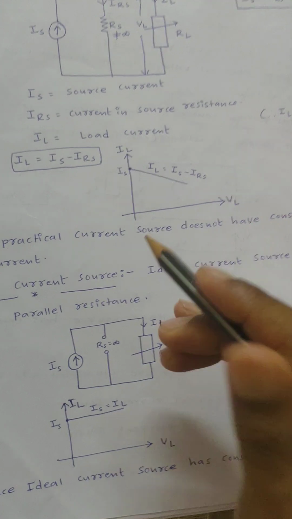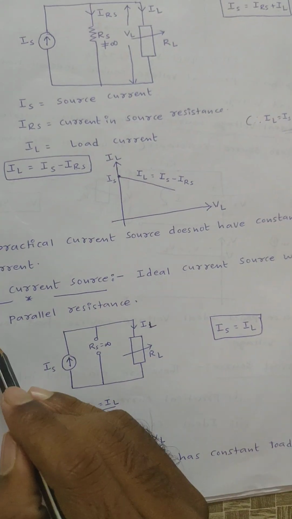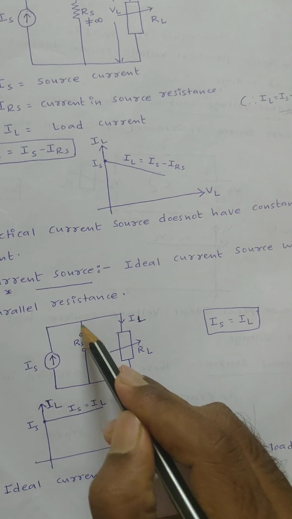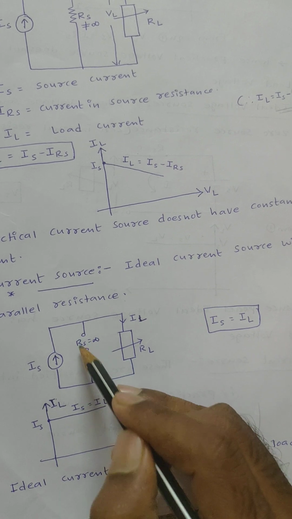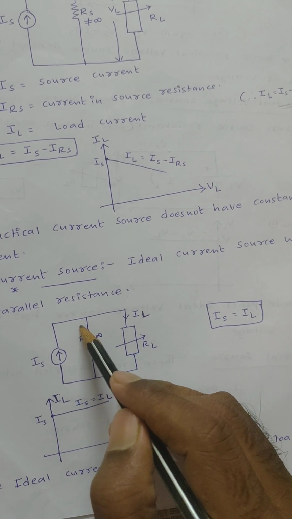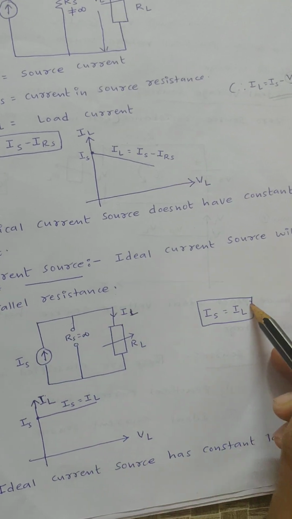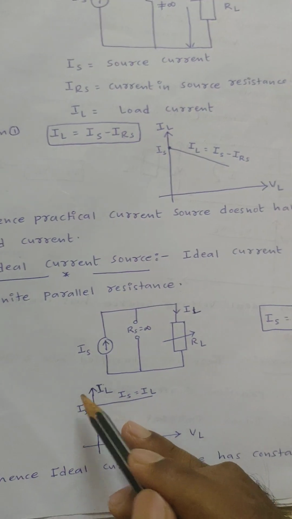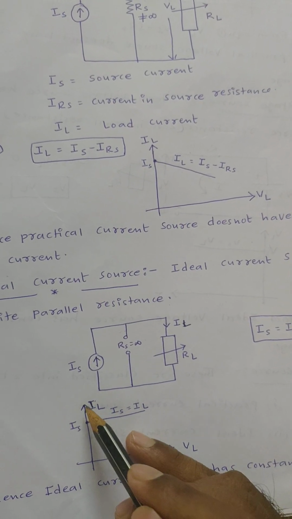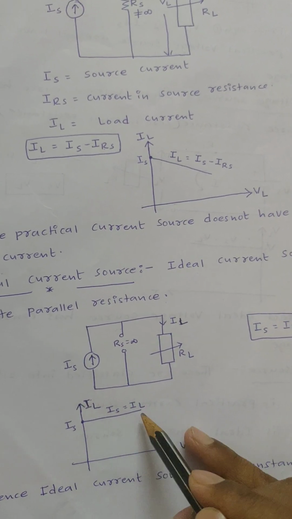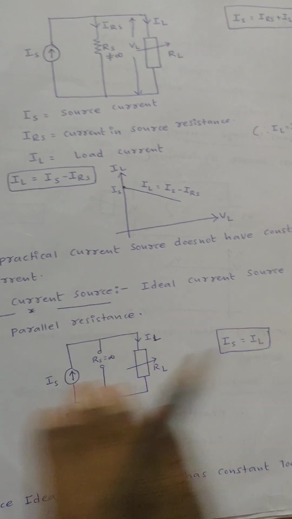Next, coming to the ideal current source. Every ideal current source has infinite parallel resistance. Here the infinite parallel resistance is Rs. It acts as an open circuit, that is, Rs is equal to infinite. Then no current is flowing through this branch, hence Is is equal to IL. If I draw the graph between load voltage versus source current, Is is equal to IL. Hence the ideal current source has a constant load current.